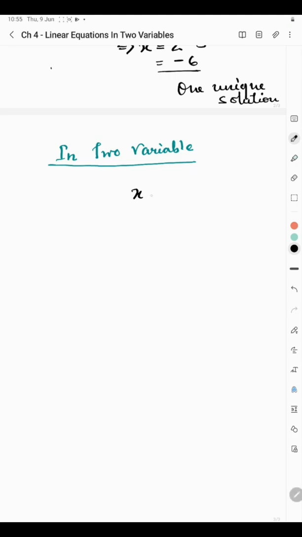For example, x plus y is equal to 8. Here we have two variables, x and y. Now let us see how many solutions we get for two variables. If we consider the value of x is 2 and the value of y is 6, then 2 plus 6 is 8. Now if I consider the value of x is 5 and the value of y is 3, then 5 plus 3 is 8.